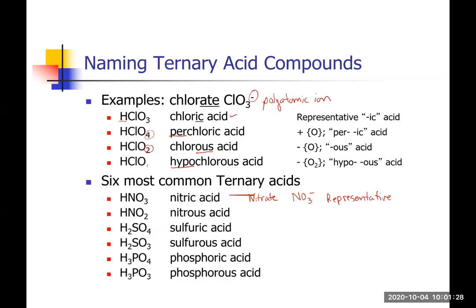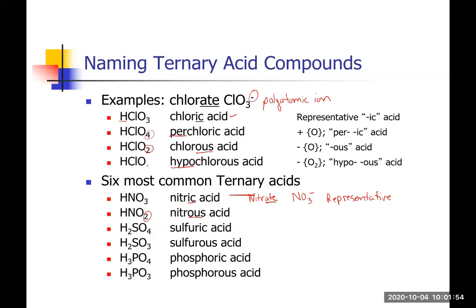So we know that we're going to convert the ATE suffix to an IC suffix when we name the ternary oxyacid that's associated with this polyatomic ion. So HNO3 is nitric acid. If we take 1 oxygen away, we know we're going to change the suffix from IC to OUS. And so HNO2 is nitrous acid.